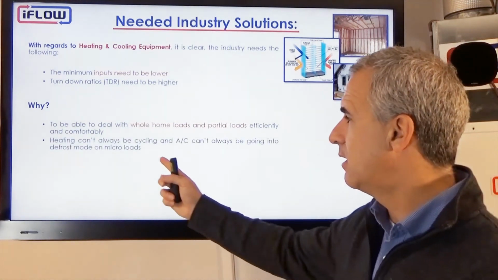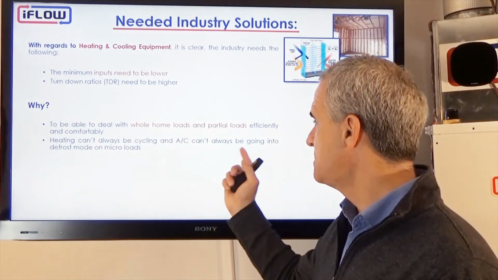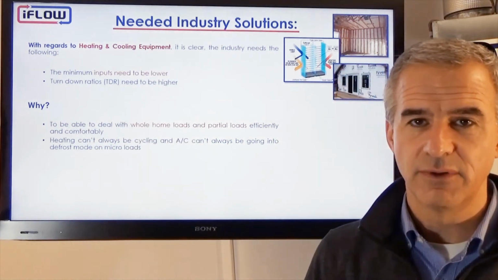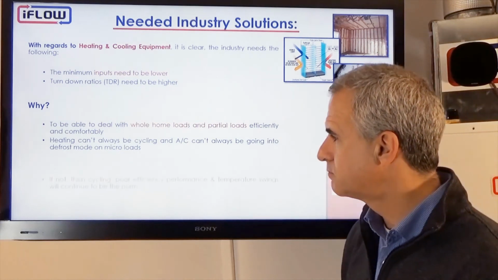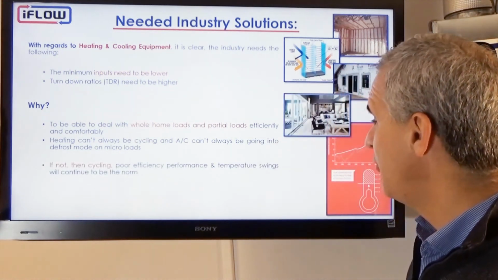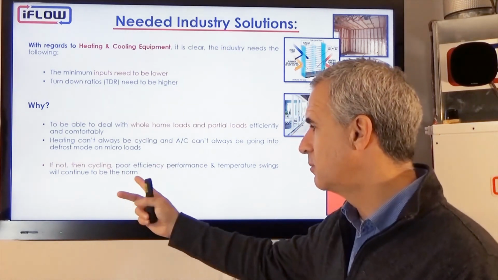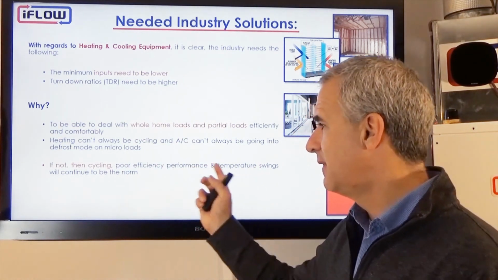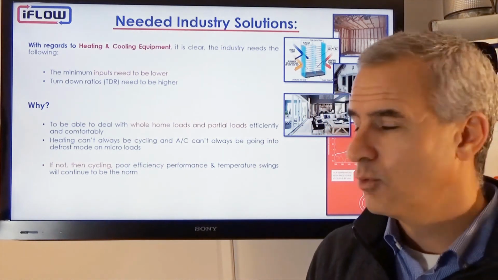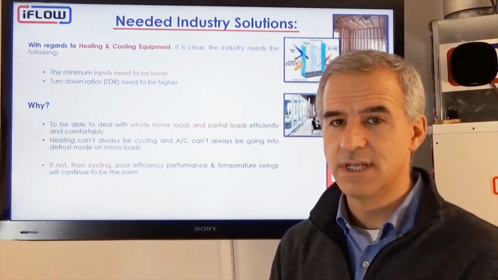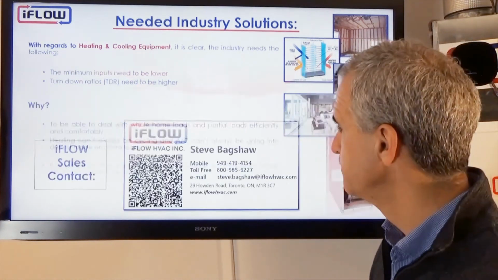So the heating can't always be cycling, and the AC unit can't always be going into defrost mode to deal with these micro loads. If we don't deal with those, then the cycling will continue, the poor efficiency, the temperature swings, and the rooms that aren't comfortable will continue to be the norm, unfortunately.